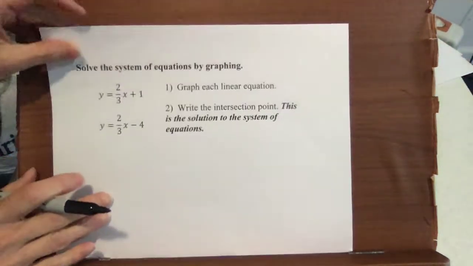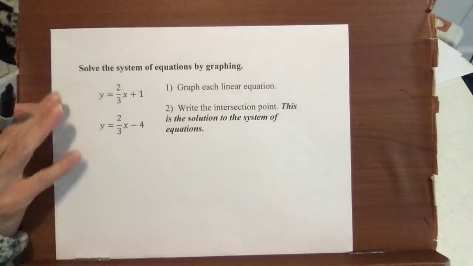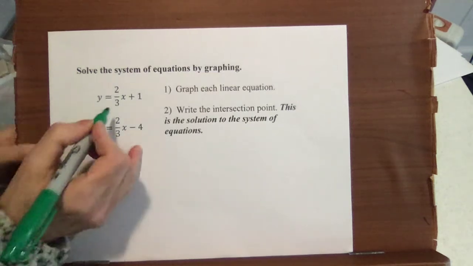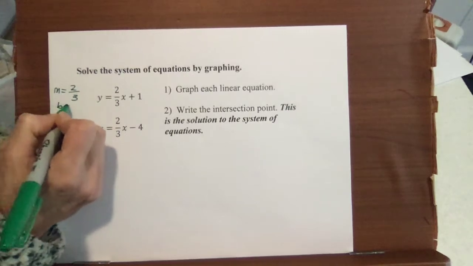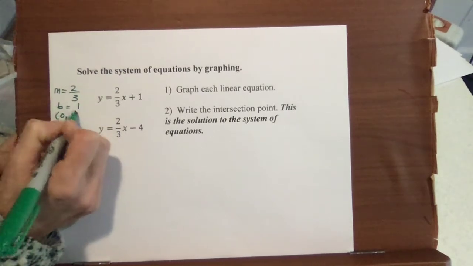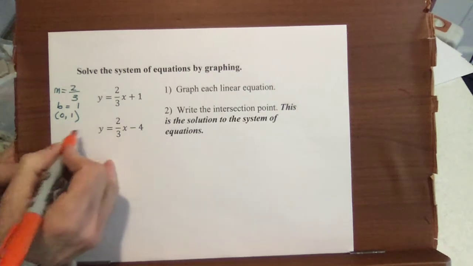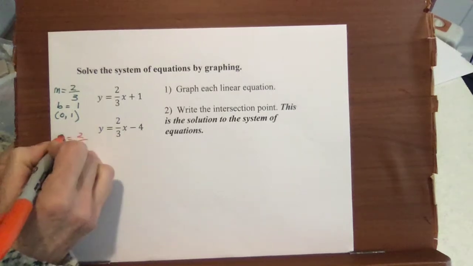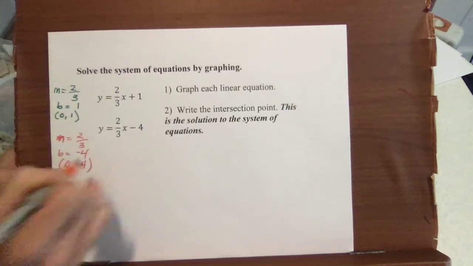So let's look at another problem. Okay, we have y equals 2/3 x plus 1 and y equals 2/3 x minus 4. If you're astute and you catch it, you can see the slope for the first one is 2/3 and the y-intercept is 1, giving us the point (0, 1). In our second one, the slope is 2/3 again, so that's a clue. Our y-intercept is -4, giving us the point (0, -4).